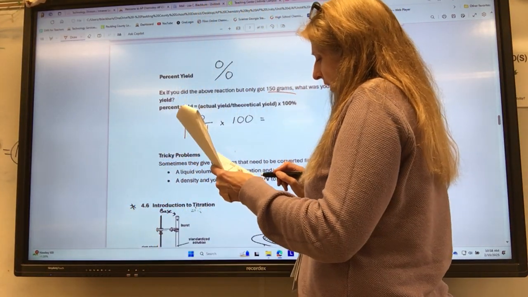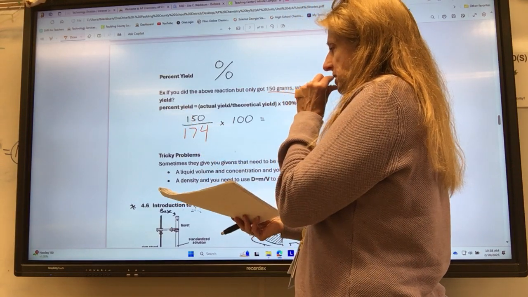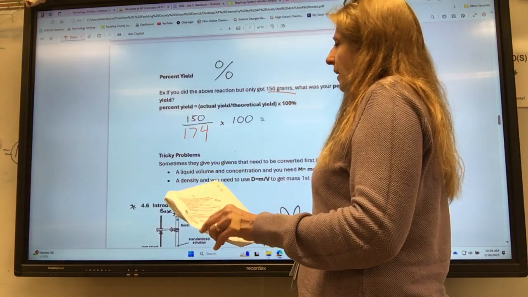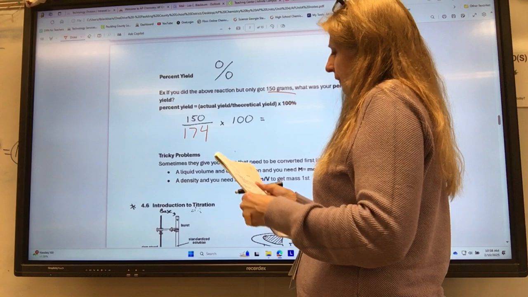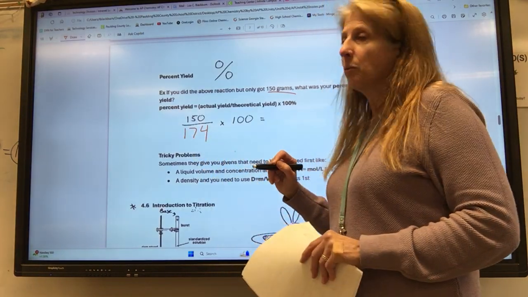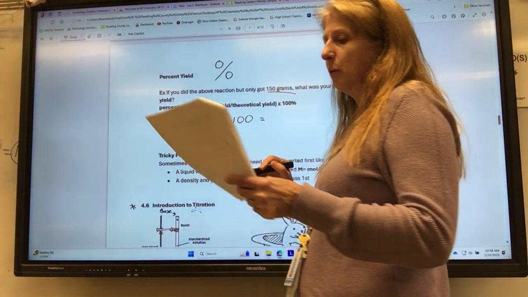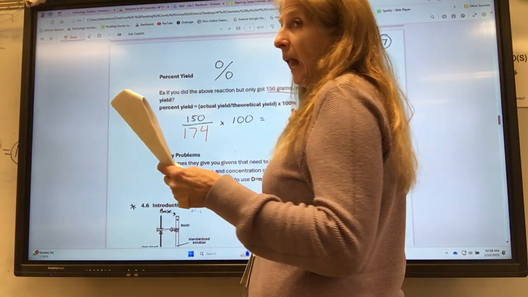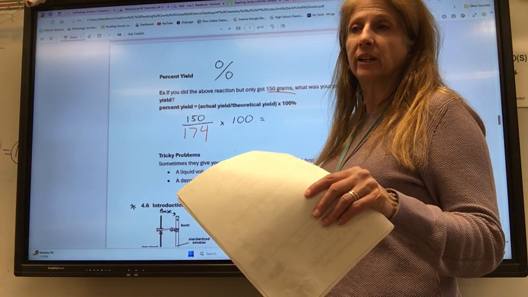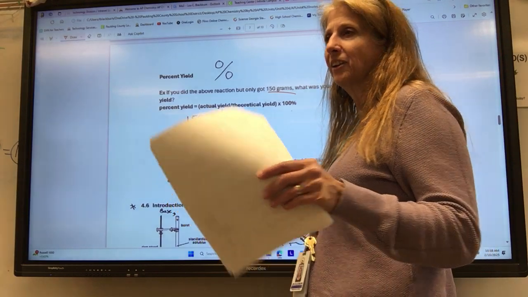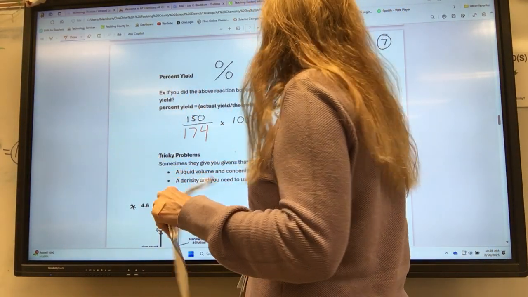times 100. And so what is that in our calculator? Somebody put that in and tell us our percent yield. What's 150 divided by 174 times 100? How much? Y'all need to have your calculators out, calculating along. What'd you get? 86.2.